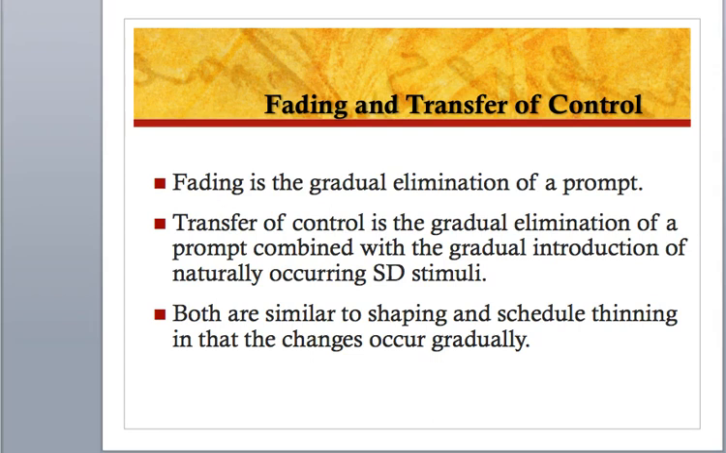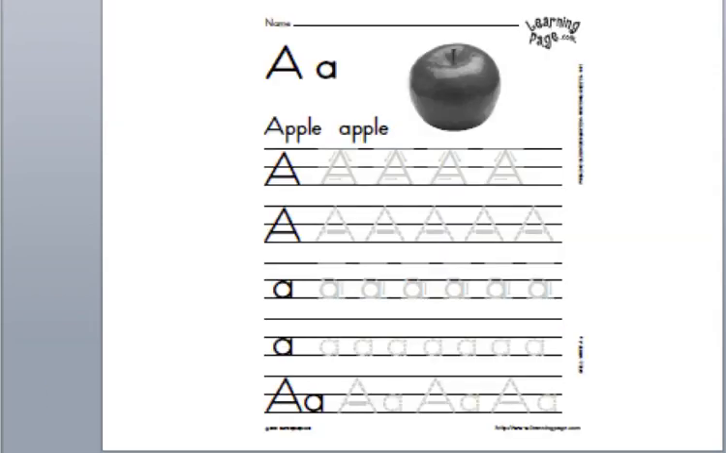And both are very similar to things like schedule thinning and shaping because the changes occur very gradually. So here's an example of what's often used in elementary school for learning how to print your letters. Here you have the letter A. You have an actual photograph of an apple so that they make a connection between the word apple and A.